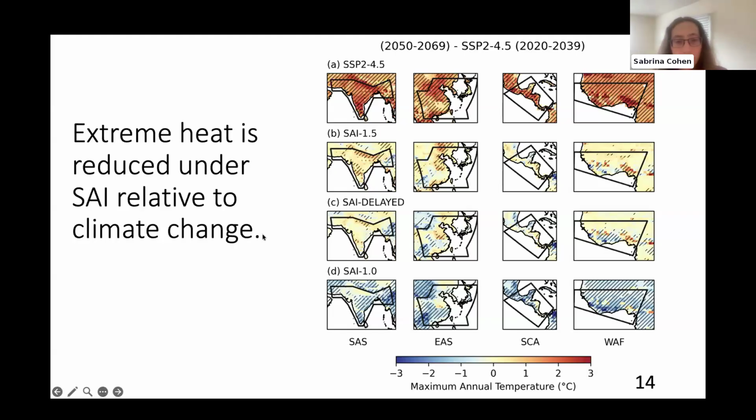All right, so again, I'm going to direct your attention to the most important elements. Let's look here at the top row. This is the climate change scenario. We can see that all the regions are quite red, that the maximum annual temperature under the climate change scenario is significantly higher than the maximum annual temperature in the present day. And then if we look at the bottom row here, the cooling scenario, where we used SAI to cool the planet, we can see mostly blue. So the maximum annual temperature decreases. I did another indicator of extreme heat in my paper, but overall we can find that extreme heat does decline under SAI, which would be beneficial for crop productivity.